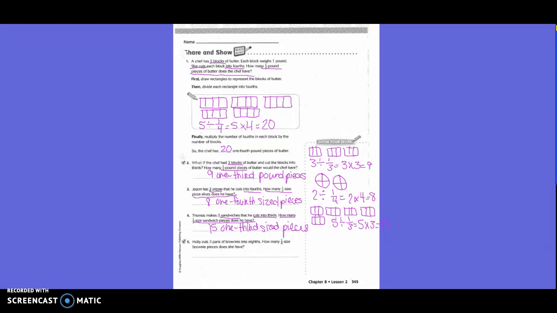Holly cuts 3 pans of brownies into 8. How many 1/8 size brownie pieces does she have? So, what do I need to underline? 3 pans into 8. How many 1/8 size brownie pieces does she have? So I need to draw what, guys? 3 rectangles. And then I need to cut it into 8. So can I cut it in half and then cut it 4 ways? Does that give me 8 pieces? Yep.